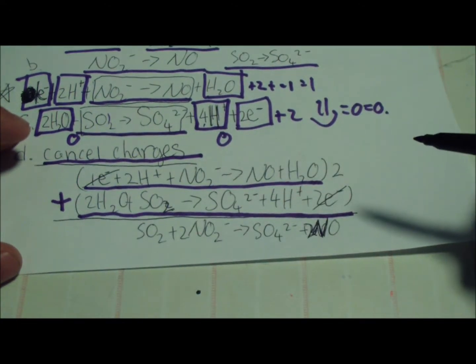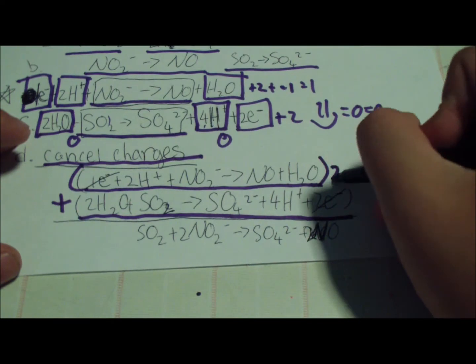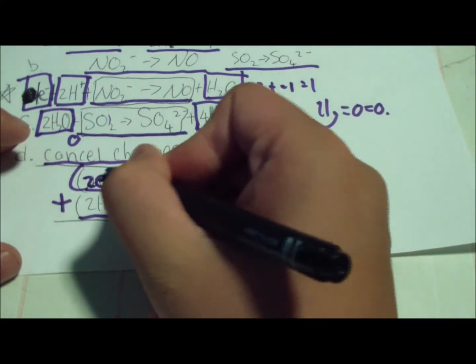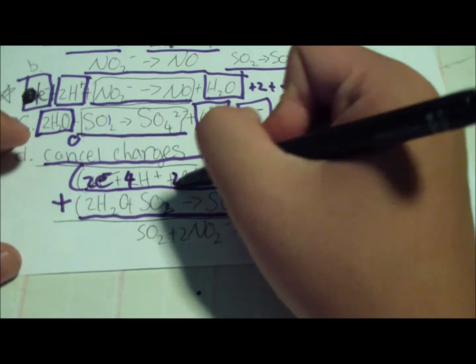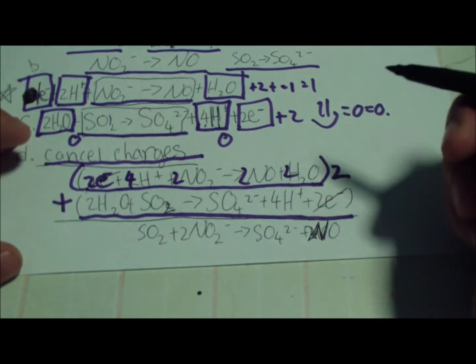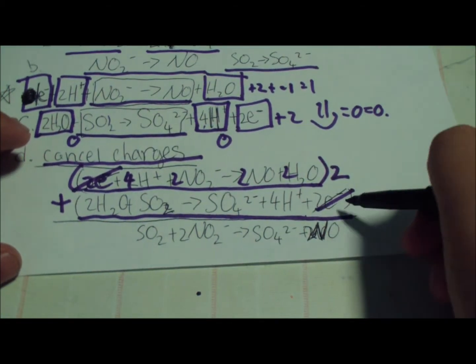So electron, basically. I multiply the top equation by 2. That makes this 2e minus, right? And make everything else double, so it'll be 4, 2, 2, 2. Okay, so my 2e minus and 2e minus from the bottom would cancel out right here.